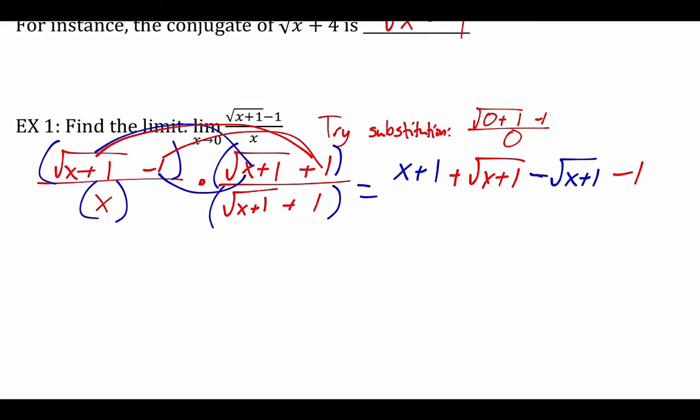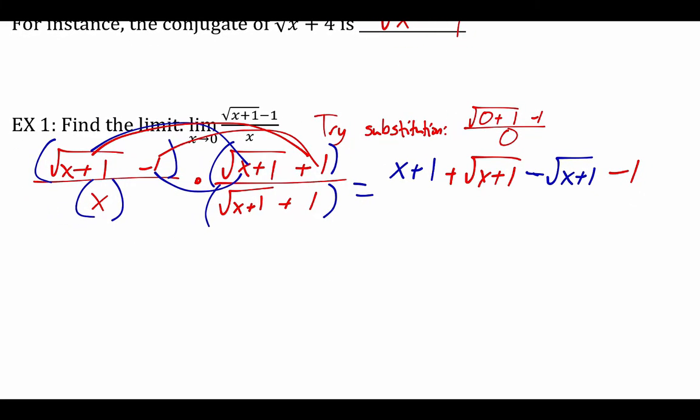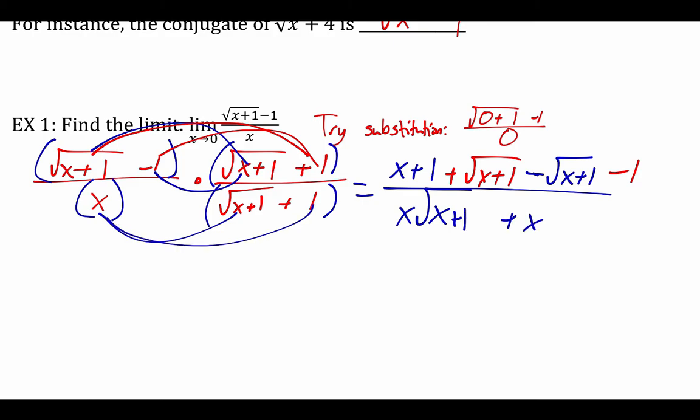In our denominator, not quite as much work to do. We're going to take the x multiplied by the square root of x plus 1. So we have x times the square root of x plus 1. And then x times 1, which just gives us x.